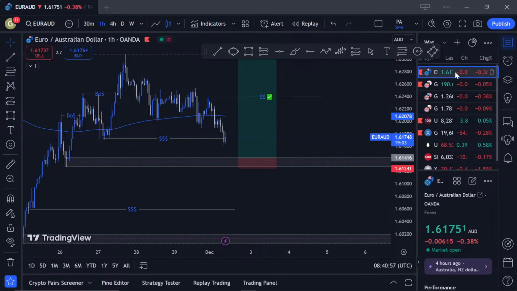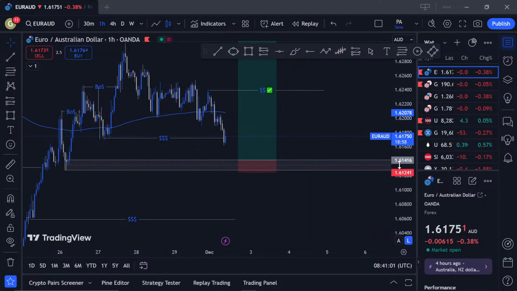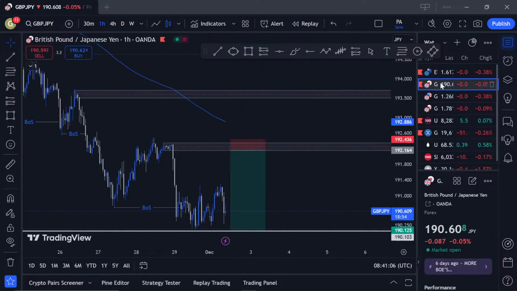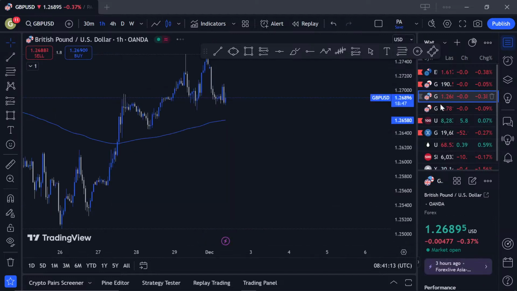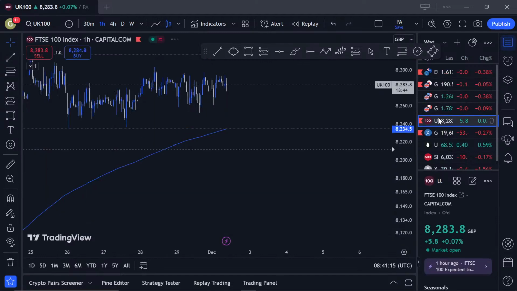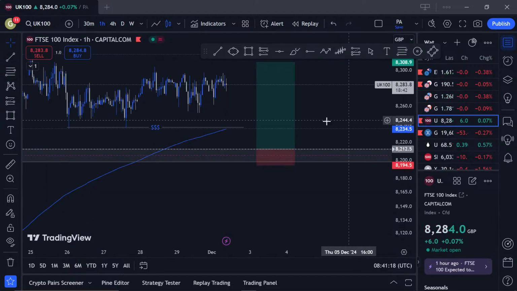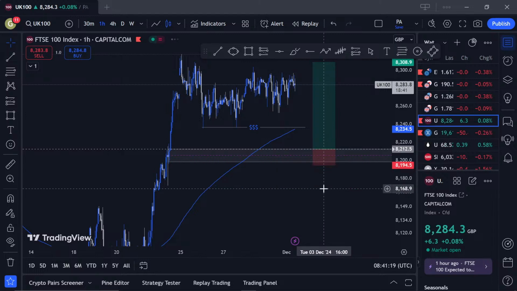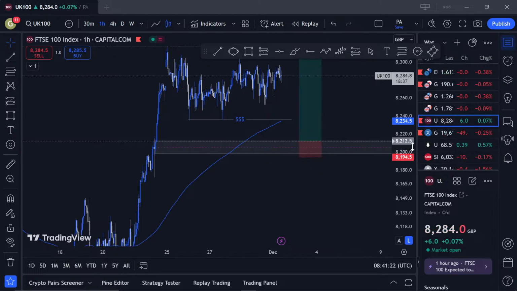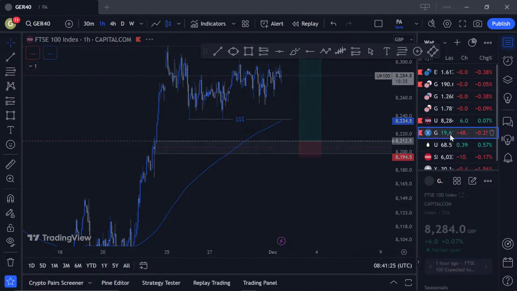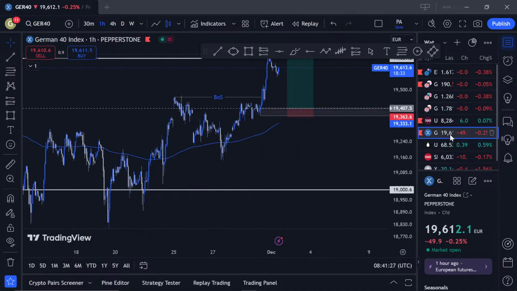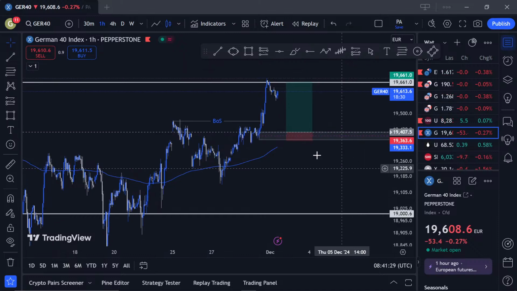We have Euro AUD buying from 1.61416. We have GBP JPY, and our target is to sell from 192.164. We skip GBP USD and then went down to UK 100. You can see on UK 100 we are looking to buy from 8,212.